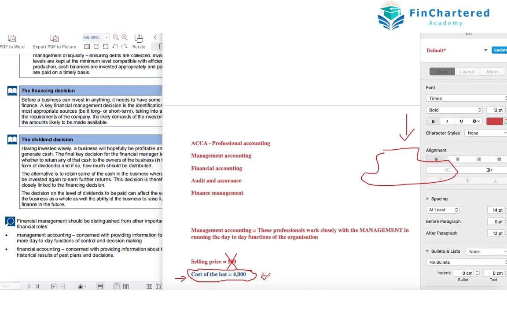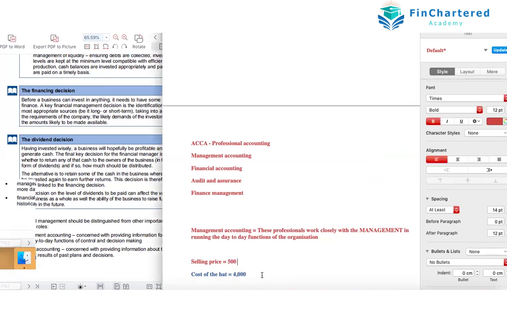Who will determine the cost? Who will sit and calculate the cost? It is the management accountant who will sit and determine the cost. So the first job, I hope with this example it is clear, the first job of the management accountant is to do costing, to determine the cost. Management accountant will do this.